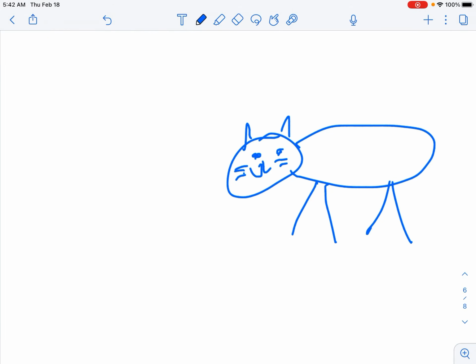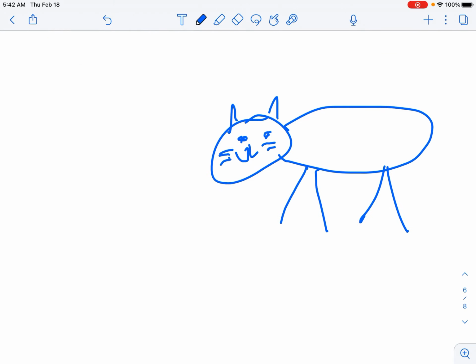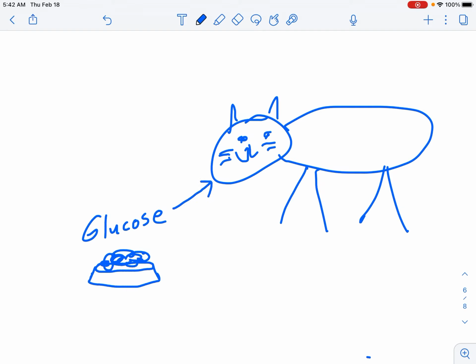So our cat is going to get glucose, and it's going to get glucose through its food. So we're going to write the word glucose here, and maybe make yourself a little cat dish with some food in it. And then I'm just going to draw an arrow towards the cat's mouth because it's going to take in glucose through its food.